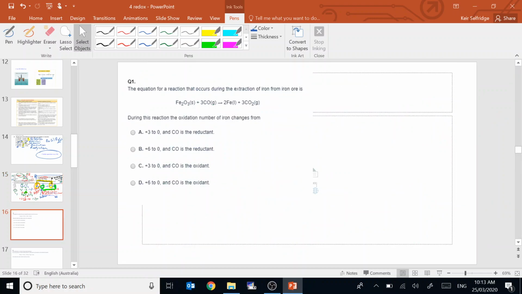Alrighty, let's have a look at this one. This one's from a past exam paper, so it's a good idea of seeing what it's going to look like when you hit the exams. This equation occurs during the extraction of iron from iron ore.